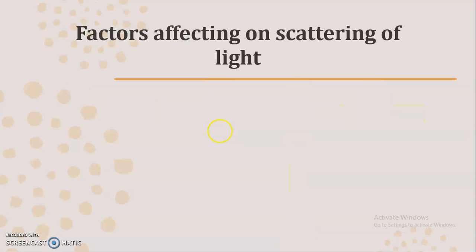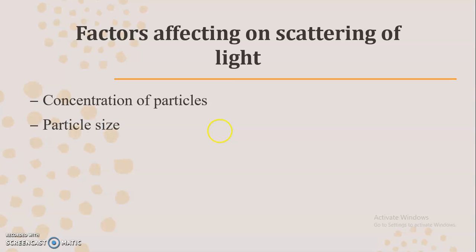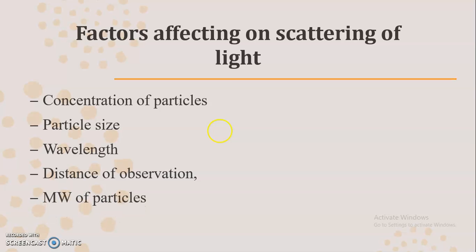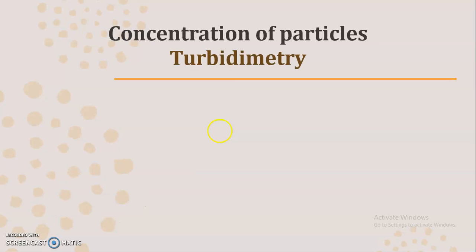Now the next point is the factors that affect the scattering of light. There are 5 different factors which affect the scattering of the light. First one is concentration of particles. Second one is particle size, which is the major factor affecting the scattering, as we have discussed in scattering and reflection also. Then wavelength, then distance of observation, and the molecular weight of the particles.